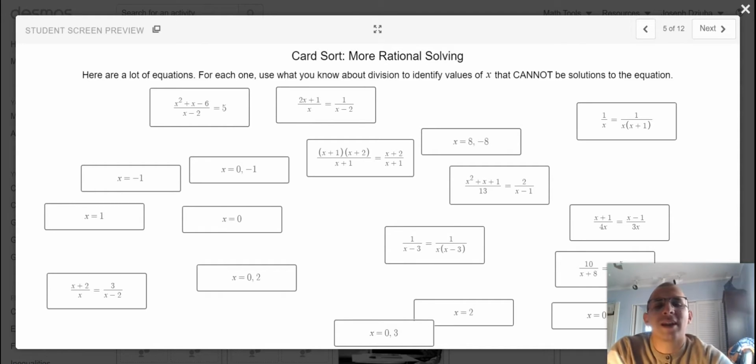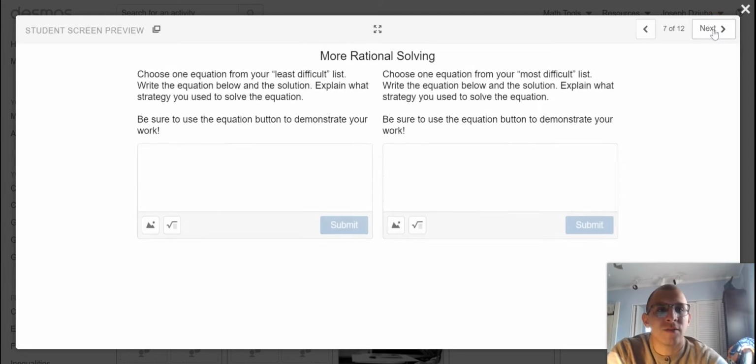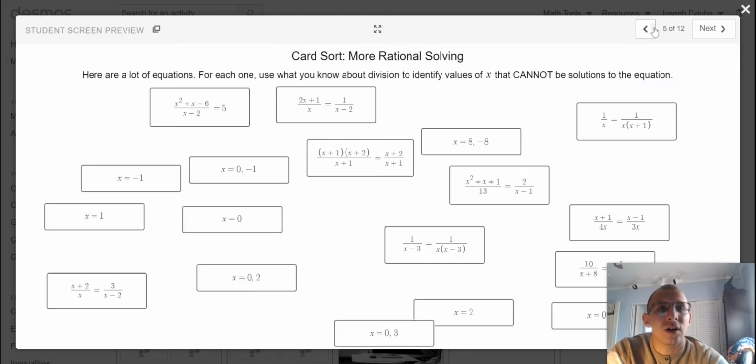Gotcha. So we'll be handling this together in class, for trying to determine the values of x that cannot be solutions to the equation. So a little sneak peek at what we'll be doing and having a conversation during our debrief regarding those values of x before continuing on to the enhancement opportunities.